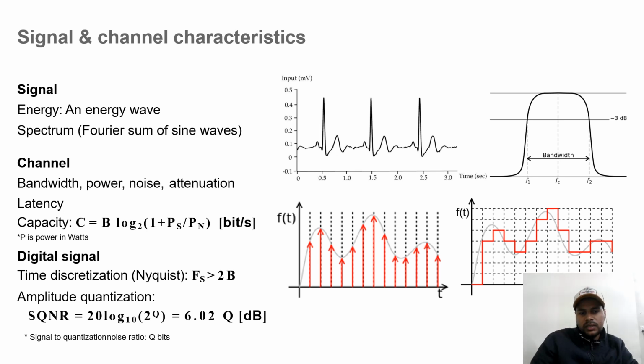What is a digital signal? A digital signal is nothing but a signal which is in a sequence, having a particular order, and it repeats after itself. So time discretization: fs is greater than 2 times the bandwidth. Amplitude quantization: signal to noise ratio SQNR equals 20 log10(2^q), which is equal to 6.02 q dB. dB here is decibel, the unit of noise.